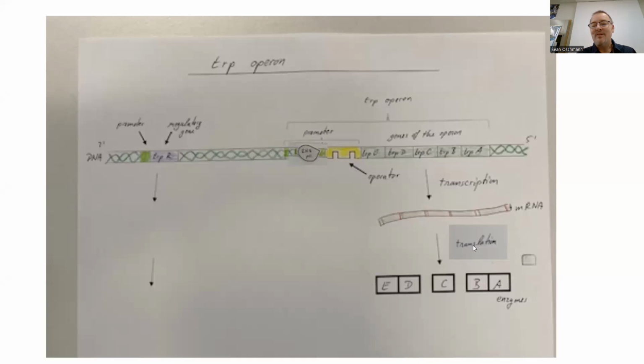Next step is translation. And like I mentioned earlier, the 5 genes encode for 5 polypeptide chains, but 2 of those enzymes that are made have a quaternary structure. So that means A and B together make one enzyme, C makes one enzyme, and then D, E together make another enzyme, and we label this as the enzymes.